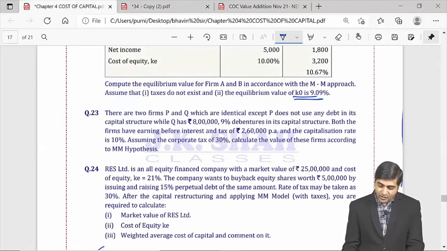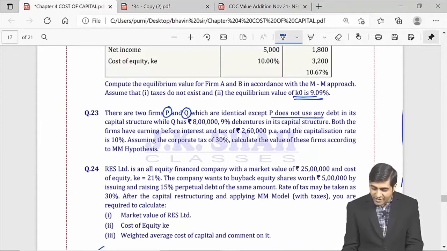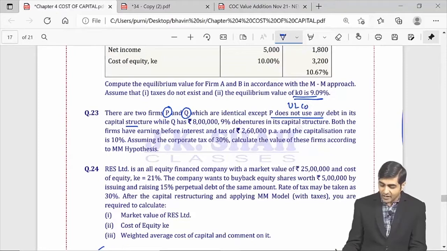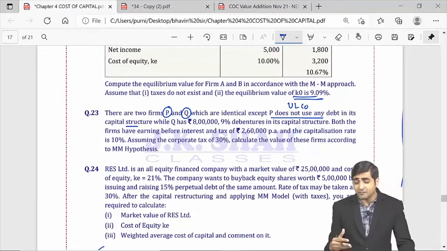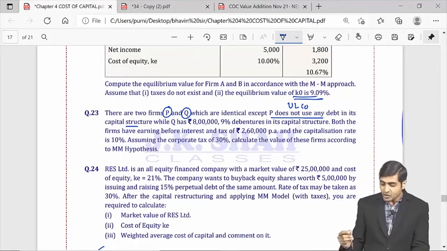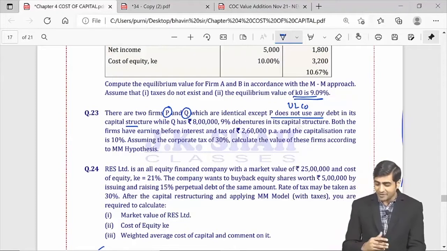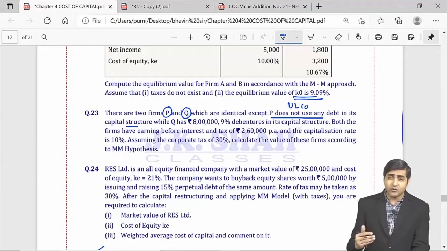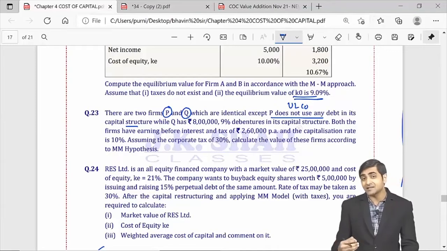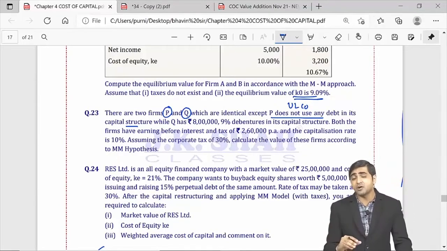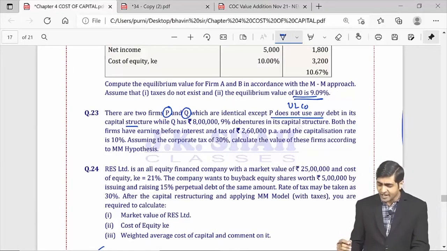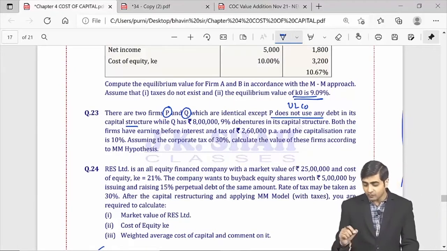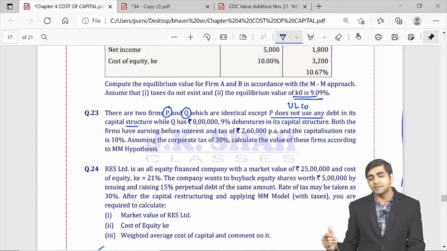So in this particular question, as you can see, there are two firms, P and Q. P does not have any debt in the capital structure, so P is your unlevered company. And how will you calculate the market value of P? You will simply take the dividends and capitalize them by KE. You will get the market value of equity, which is the market value of the firm for P Limited, because it does not have any debt in the capital structure. And guys, when we are talking about Q, what we have to do is EBIT minus interest, which gives EBT.